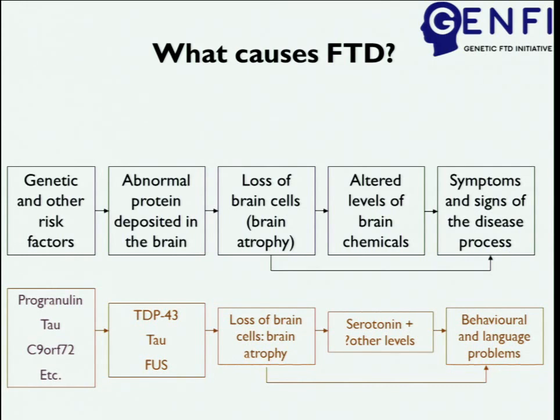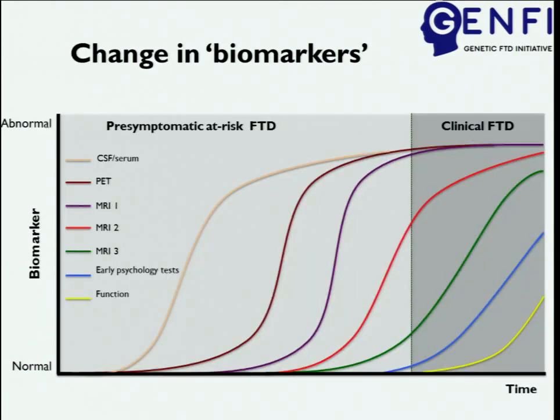We don't have any good ways of measuring the altered brain chemicals at the moment. But obviously, there are ways of measuring symptoms and signs, doing psychology tests, and doing a clinical exam. And so we call these things biomarkers. So that means a marker of a biological process. And what we're trying to look for in this study is whether there are changes in biomarkers.